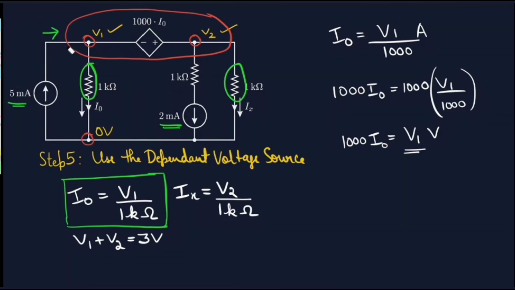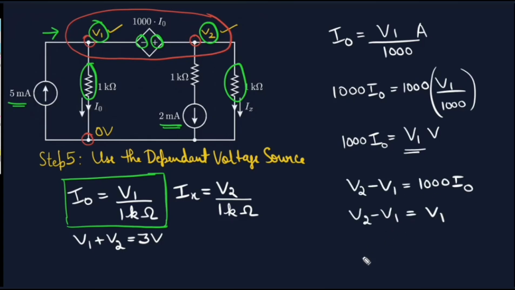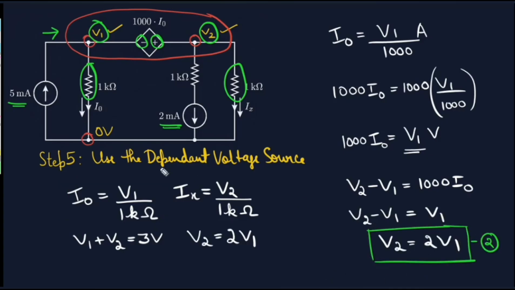Now consider the polarity of the dependent voltage source. The positive terminal is connected to V2 and the negative terminal is connected to V1. So V2 minus V1 equal to 1000 into I0, which is nothing but V2 minus V1 equal to V1, or V2 equal to 2V1. This is our second equation.